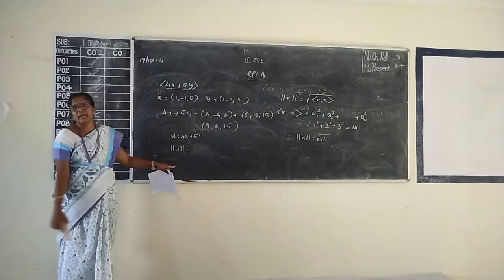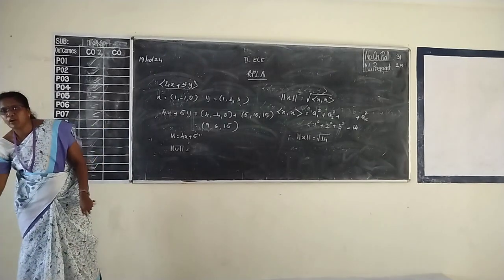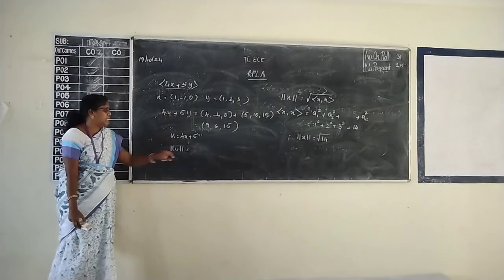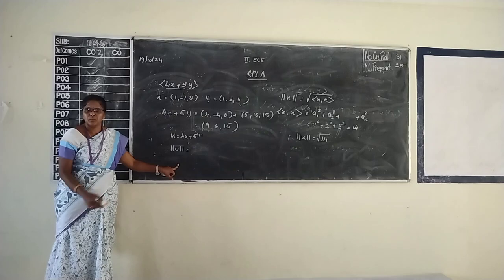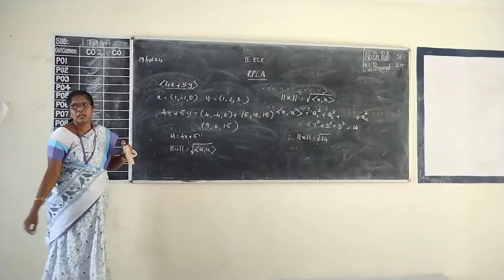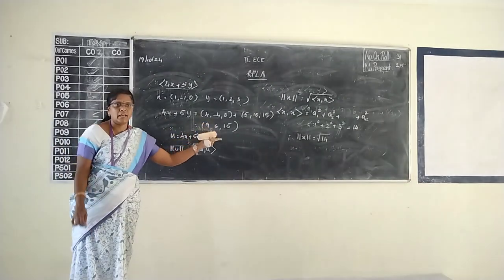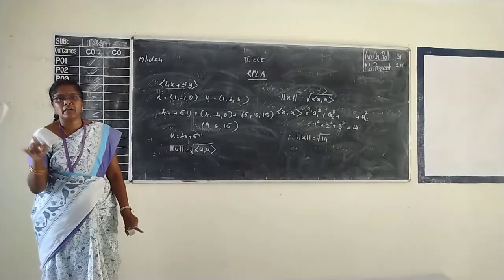So what is norm of x? Norm of x is square root of inner product of x comma x. Here instead of x we are having it as u. So square root of inner product of u comma u. Okay, instead of x we are having it as u. What is the pattern of inner product? a1 square plus a2 square plus etc.